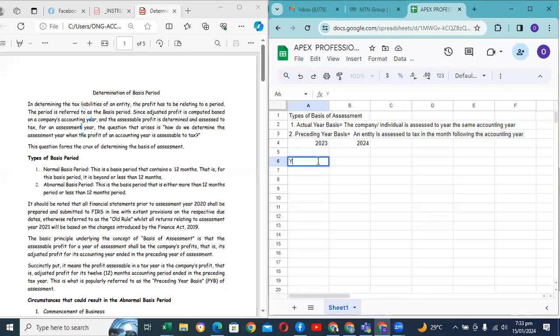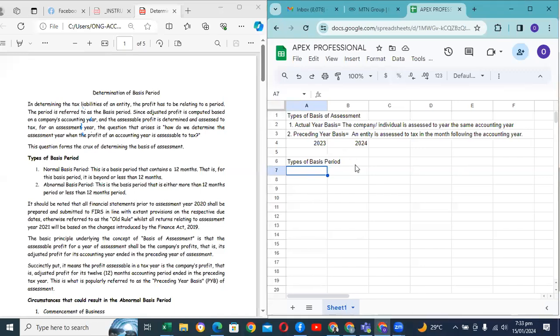So now let's look at types of basis period. We have basically two types of basis period. We have one, a normal basis period, and two, abnormal basis period. Please, if you are not asking a question, kindly mute your mic. Right, we have normal basis period and we have abnormal basis period.